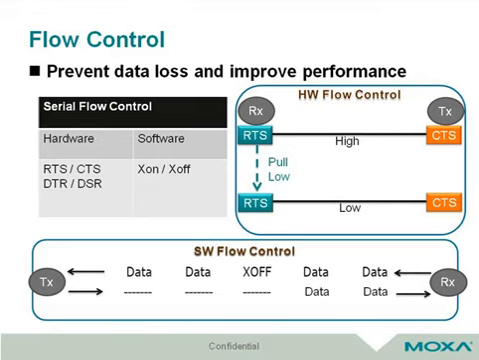There are hardware flow control and software flow control. Hardware flow control uses RTS, CTS, or DTR, DSR control signals. Software flow control uses certain characters. If there is no control signal, the only way would be software flow control.